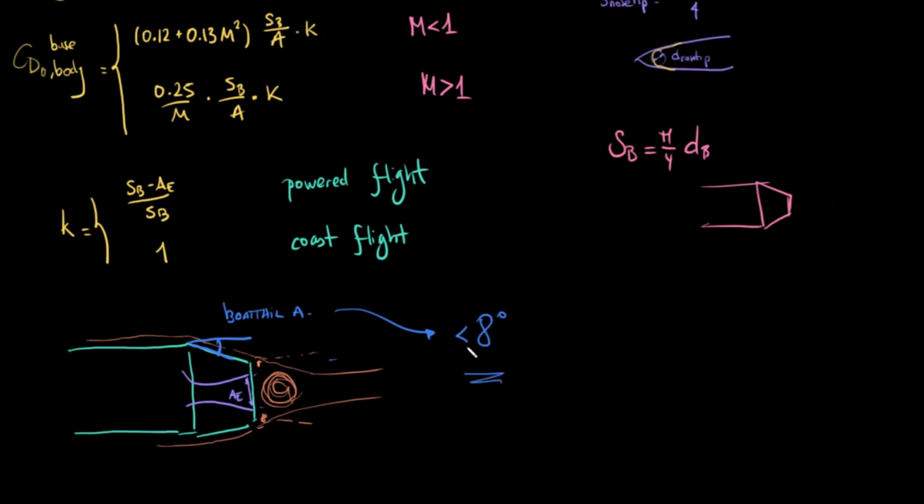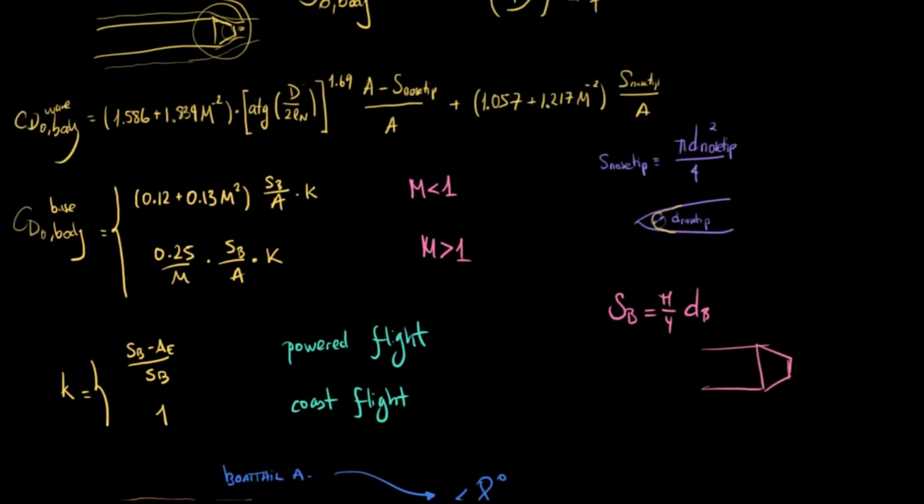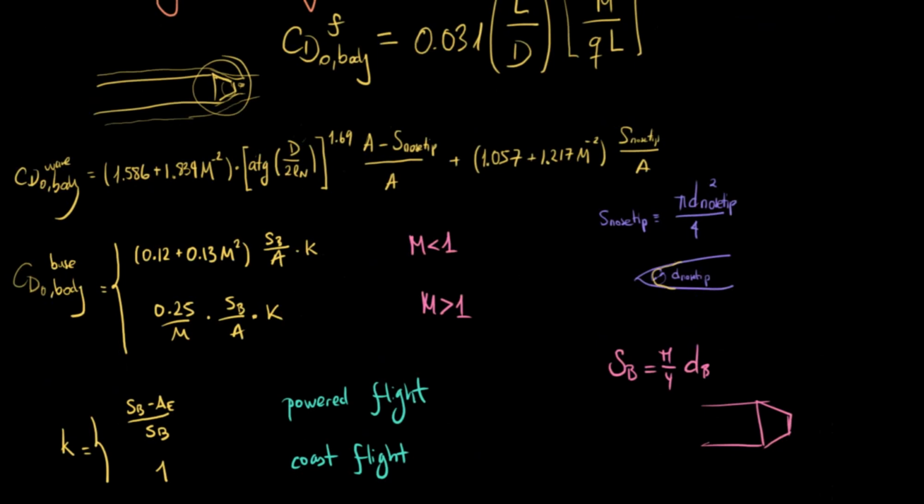You have a nice graph of the base drag at different boat tail angles at different Mach numbers. And you'll see that at high boat tail angles, I don't know, 15, 17, you actually have higher drag. So yeah, not desirable. So yeah, that's about all.